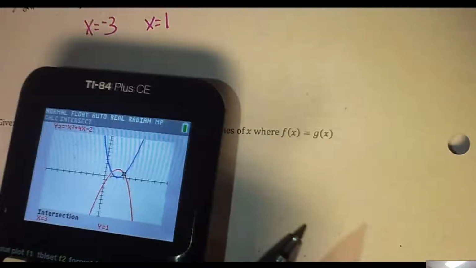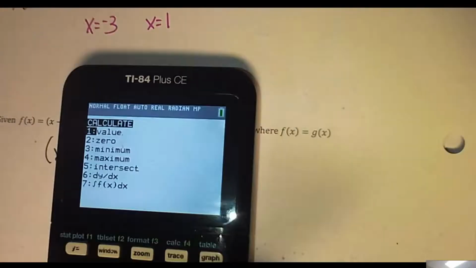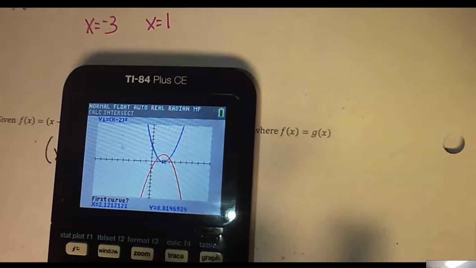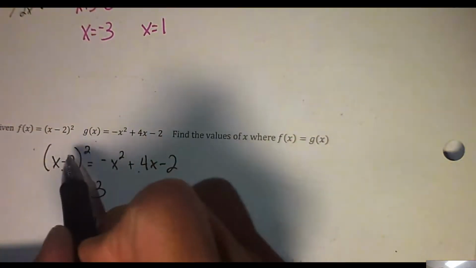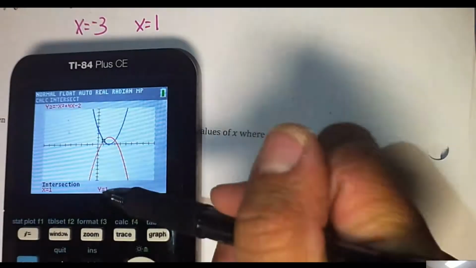And then again, second trace, move that cursor over to the left side, hit enter 3 times, and we get 1. So my other answer is 1. So if I put 1 in here and do the math, I should get the same answer as if I put 1 in here and do the math. And I know that answer would be 1.